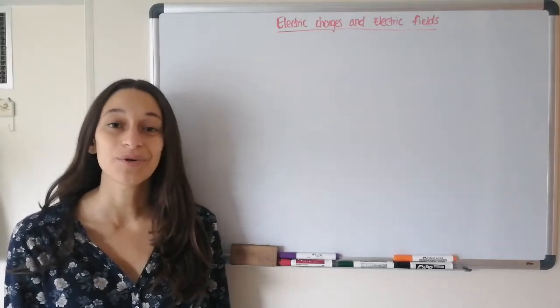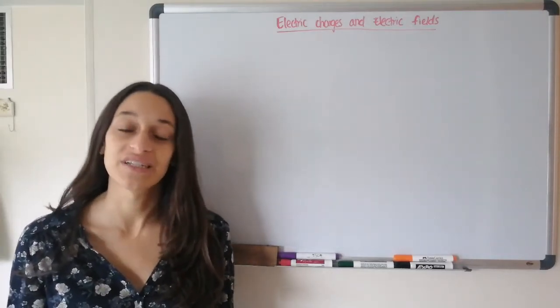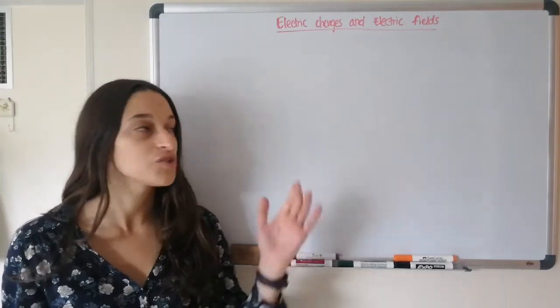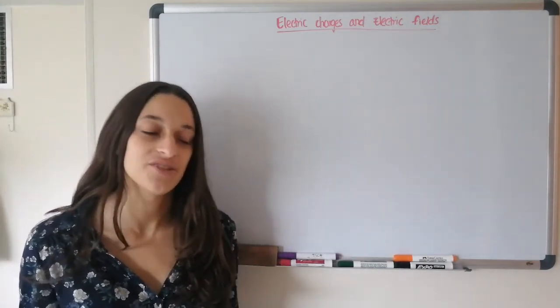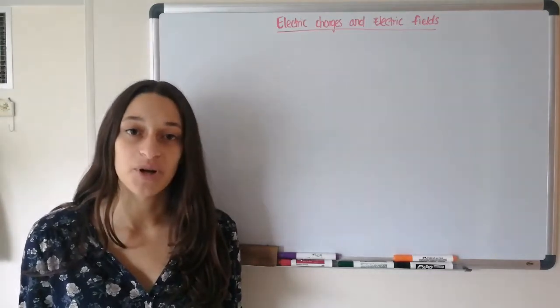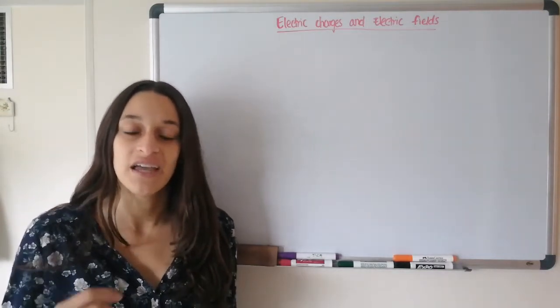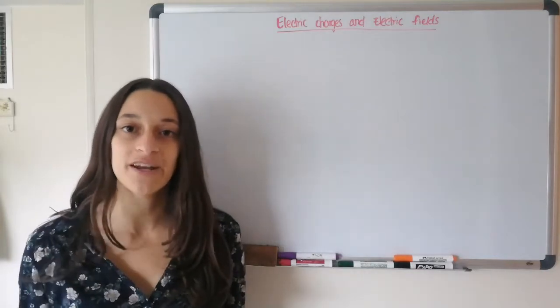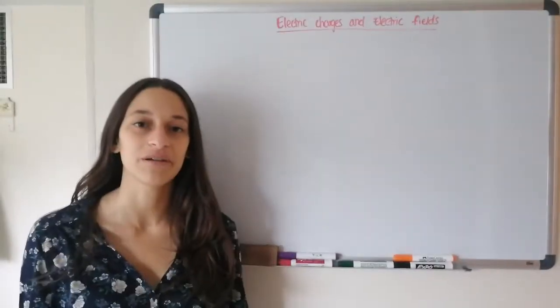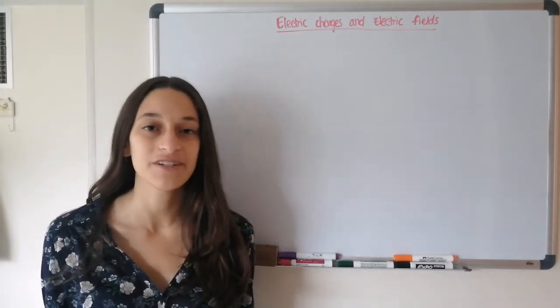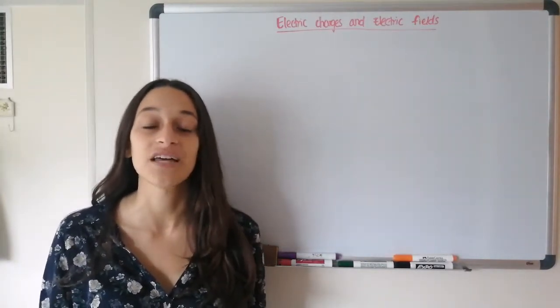Welcome back. Today we're going to talk about electric charges and electric fields. Both of these words, electric, come from the word electron. Electron, as you probably already know, is a particle that is charged negatively and that moves around the nucleus of an atom. All atoms have electrons around them. Because every material is made of atoms, every single object in the world has electrons.